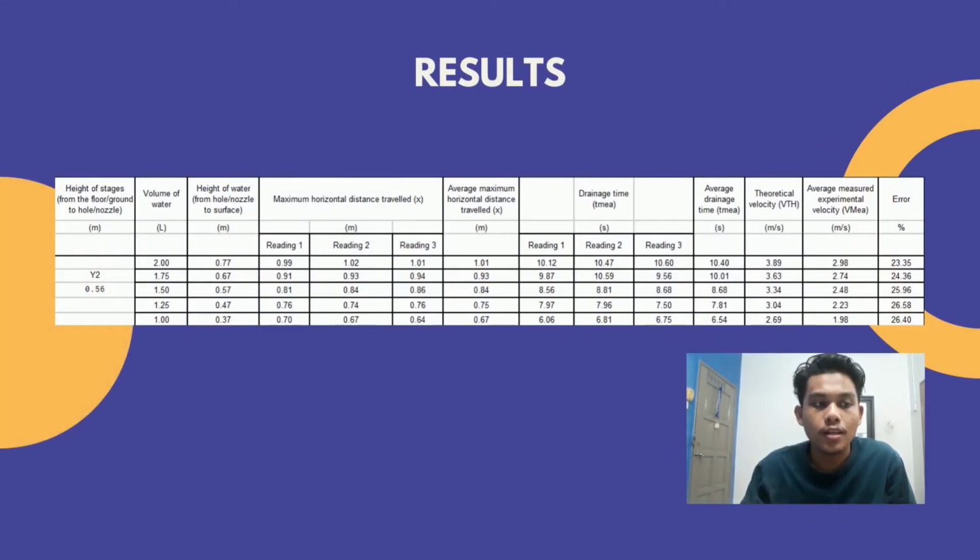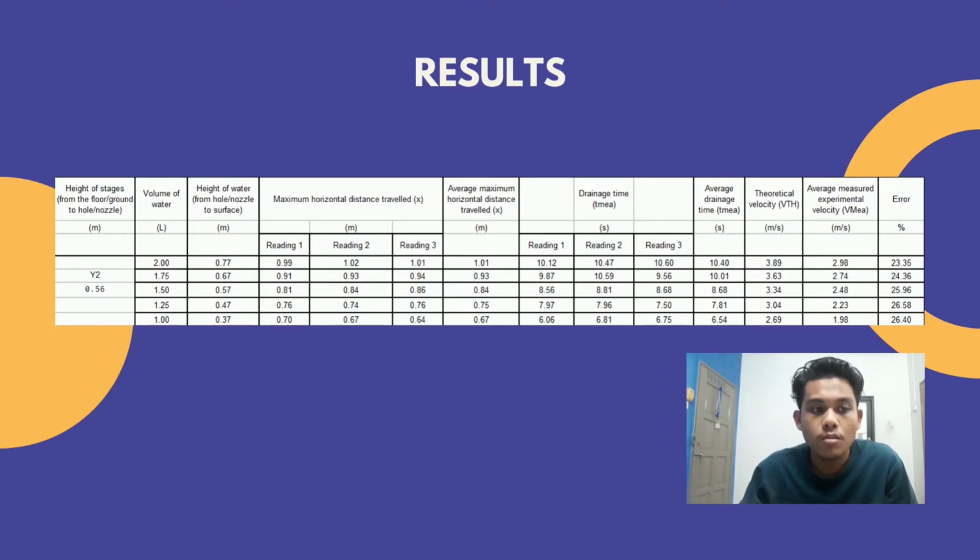Okay, so for the second height of stage, the second y is 0.56 meter. The volume of water is the same as before, which is 2 liter decreasing until 1 liter, and the height of water is also the same, from 0.77 meter decreasing until 0.37.